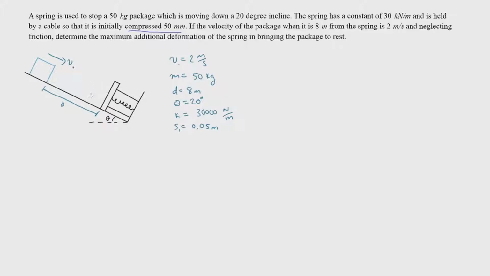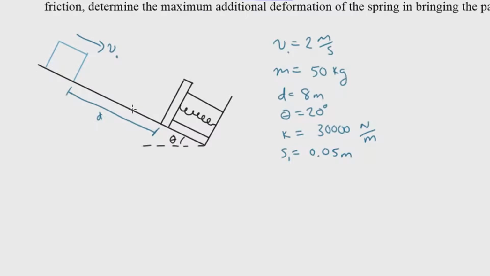Define the equilibrium state for the spring. So that's going to be somewhere along here. So this is going to be the equilibrium line. If the spring wasn't compressed, this is how far it would be up the incline. I'm going to use the middle of the plate and ignore the width of the plate. And we're going to define this length, the initial compressed length of the spring, which is 50 millimeters, as I defined earlier, as S1.